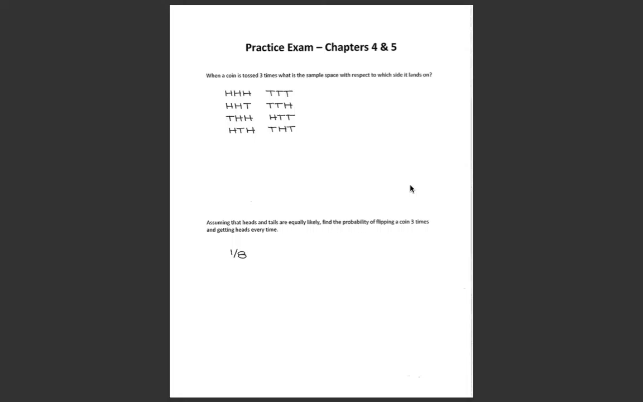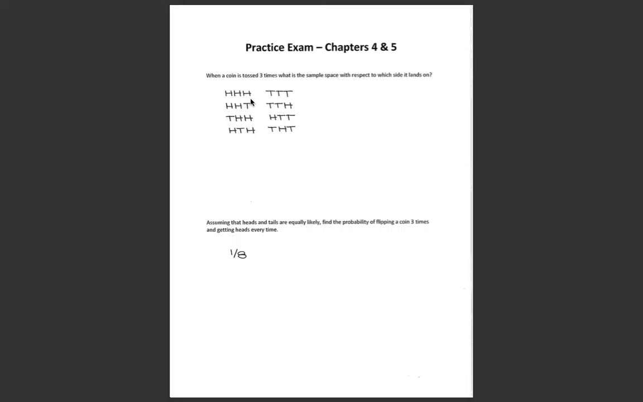So first question, when a coin is tossed 3 times, what is the sample space with respect to which side it lands on? So we know for coins that there is a 50-50 chance of getting heads or tails. So our sample space is all the different possible outcomes that can happen as a result of 3 coin flips.